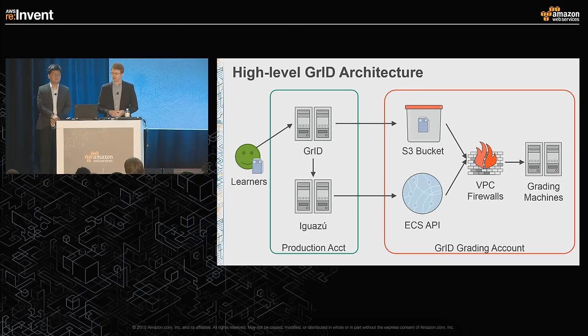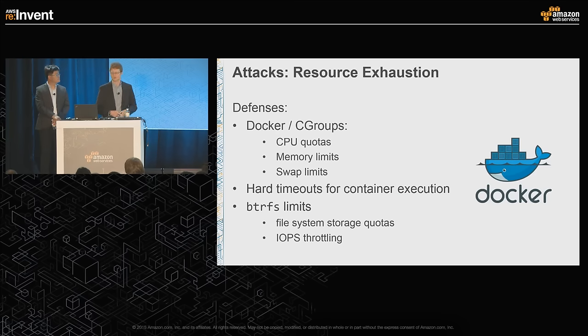Now, with that basic architecture overview, I'd like to delve into some attacks and defenses, starting from some very simple ones and moving to more serious ones. Now, a very simple one is a simple resource exhaustion attack. A submission could try and eat up as much CPU as it can. It can try and eat up all of memory on the machine. It could even try and eat up all of the swap space on a machine.